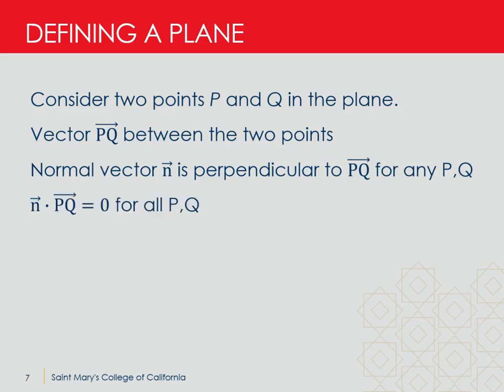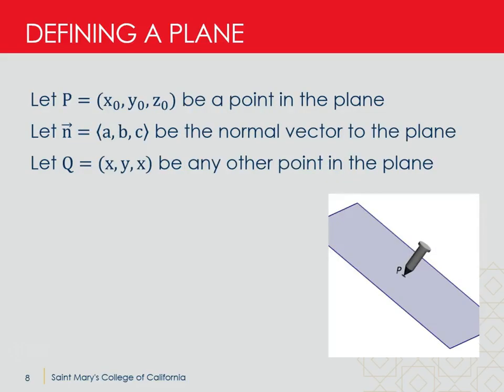And so how we write that mathematically is that the dot product of n and PQ is 0 for any P and Q. Remember when we talked about dot product, if the dot product was 0, they were perpendicular. Orthogonal was another word we used. Okay, so given that fact, let's go ahead and try to create this formula.